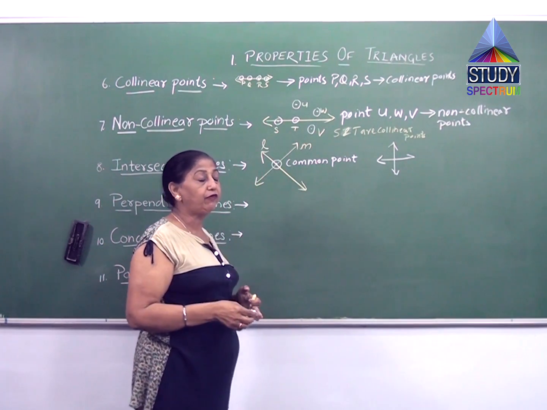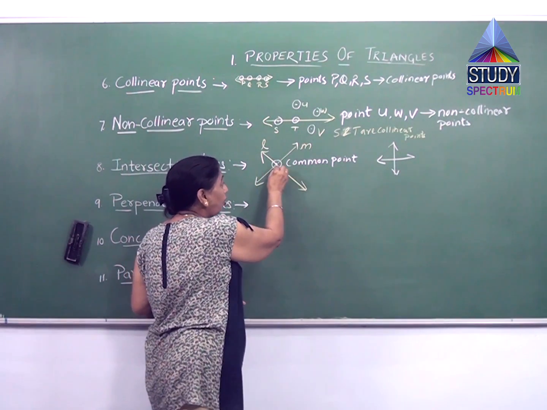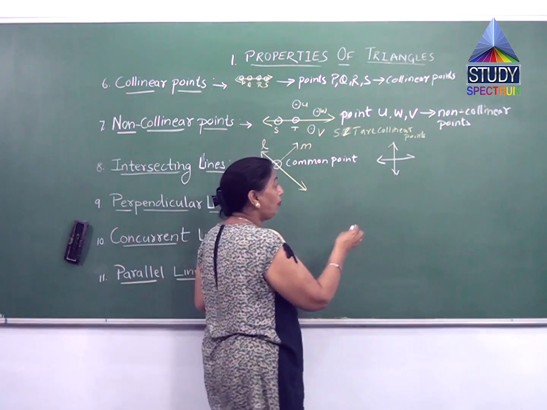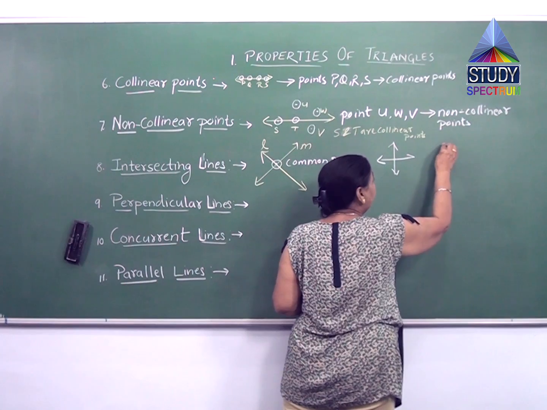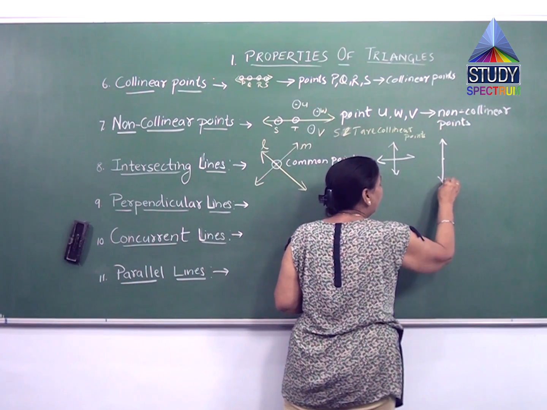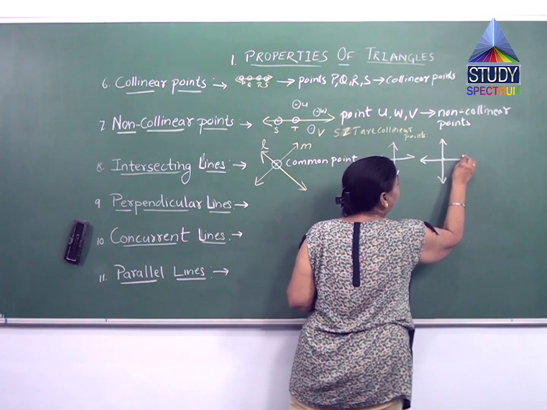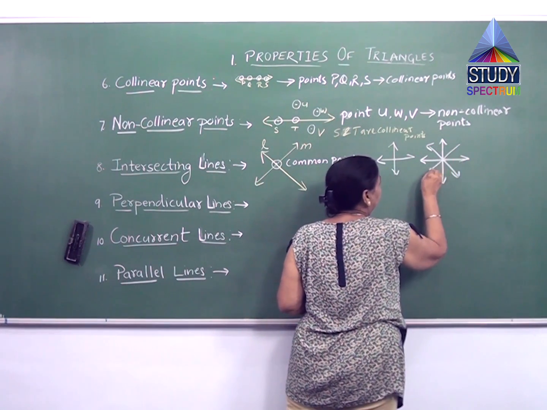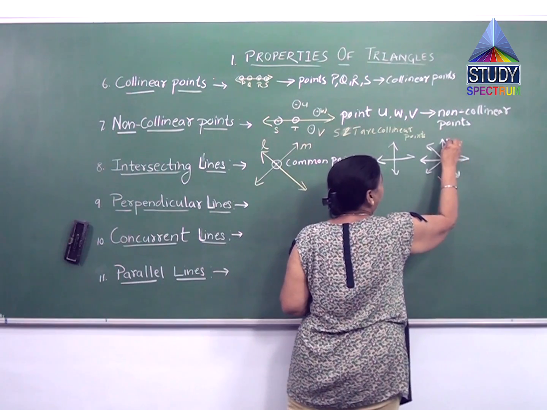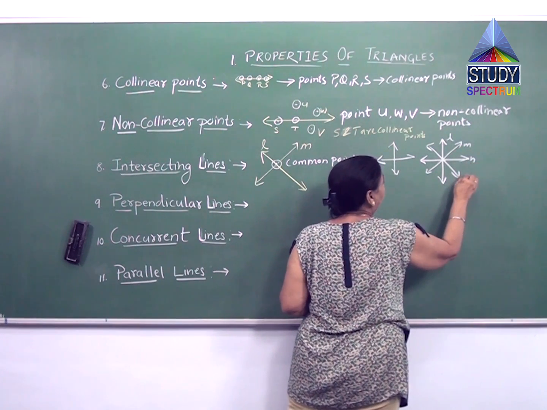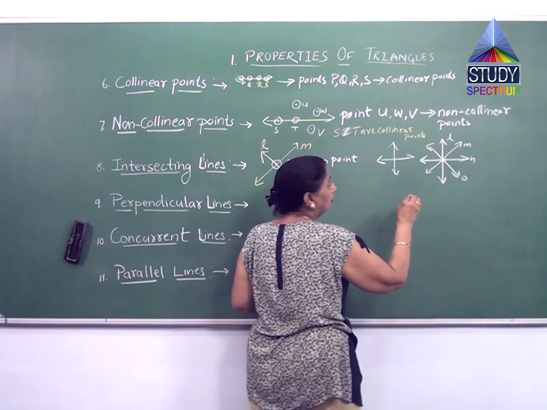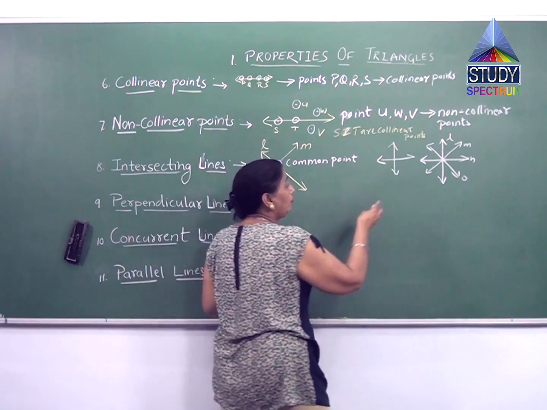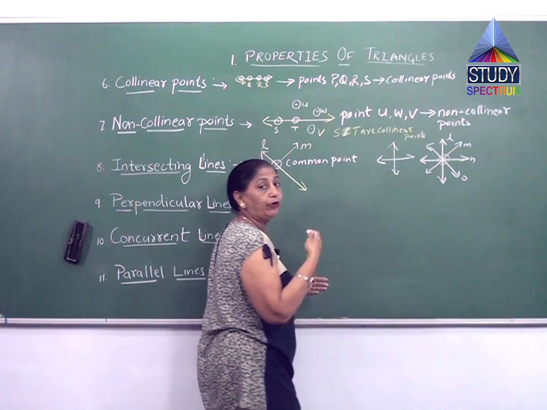And one more thing you have to remember, that from this common point I can draw infinite lines. From a point we can pass as many lines as you want. So you get L, M, N, O, right? So these are the lines. From a point, infinite lines can pass through it, right?